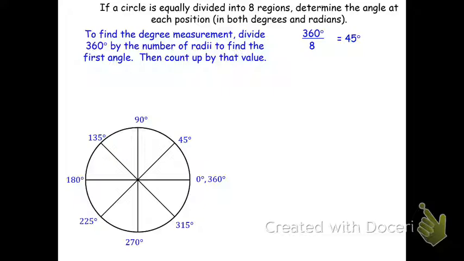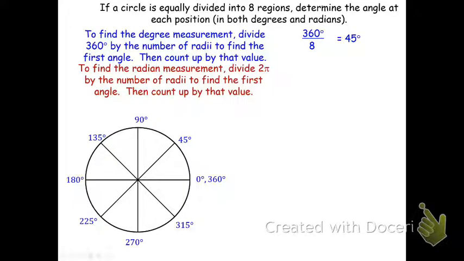Now in radians, we're going to set up the problem the same way, except instead of 360 degrees, we're going to use 2 pi. 2 pi divided by 8 can reduce to pi over 4. So again, we're going to start at the extreme right-hand side, standard position, and say that's 0 radians. 0 plus pi over 4 would be pi over 4. Pi over 4 plus another pi over 4 would be 2 pi over 4. 2/4 will reduce to 1/2, so pi over 2.